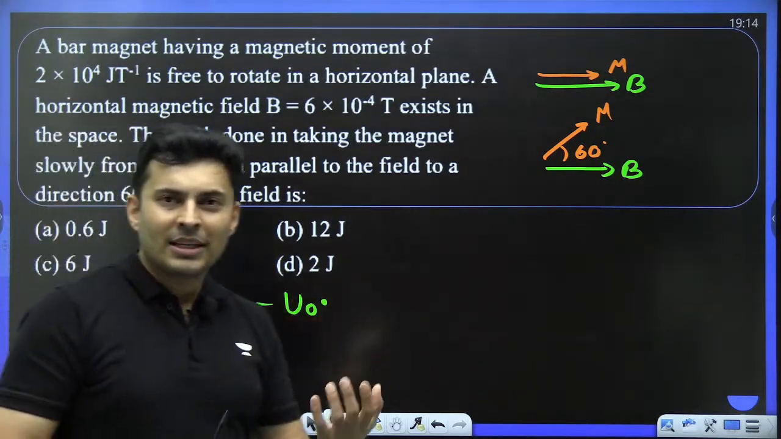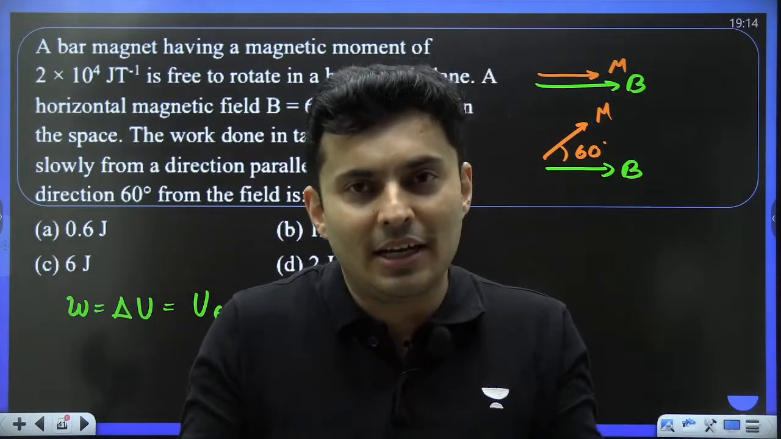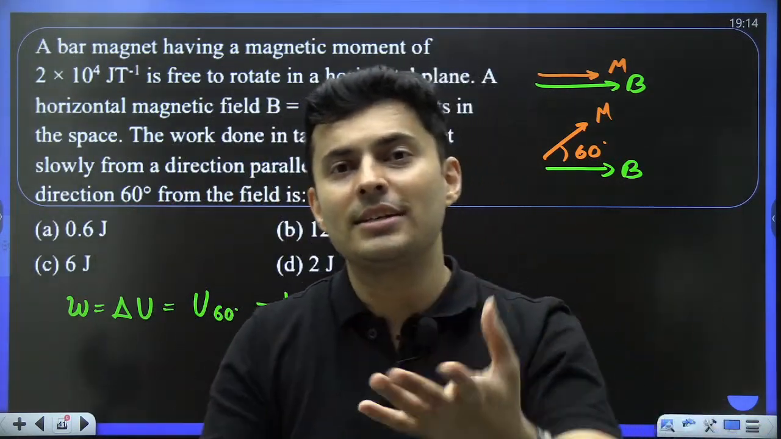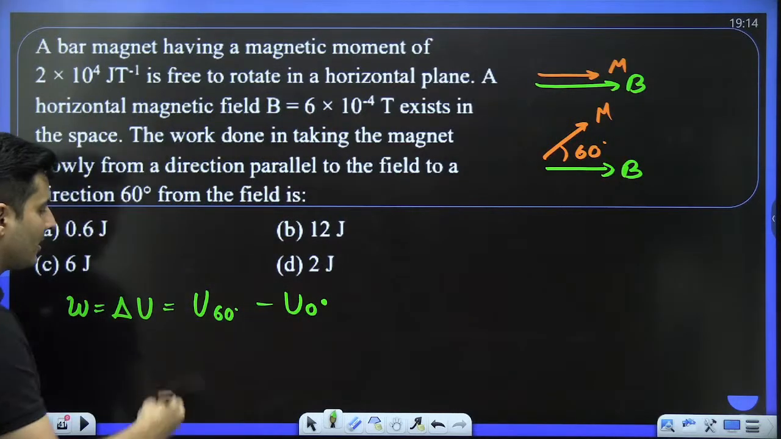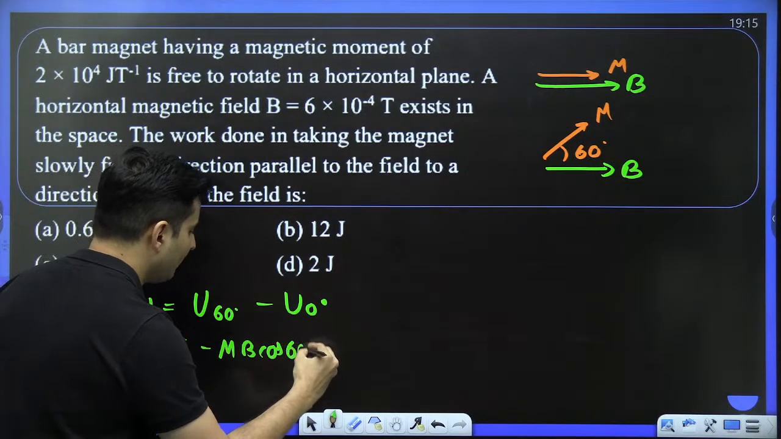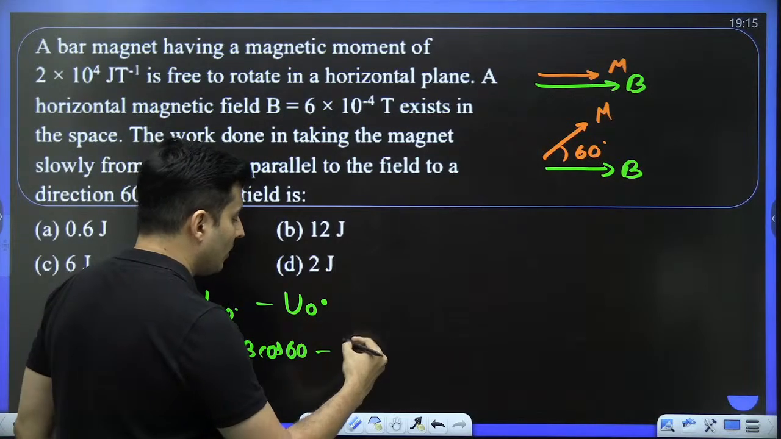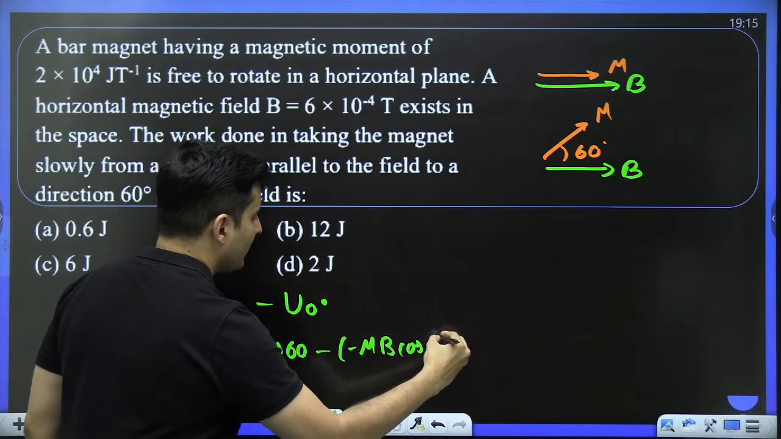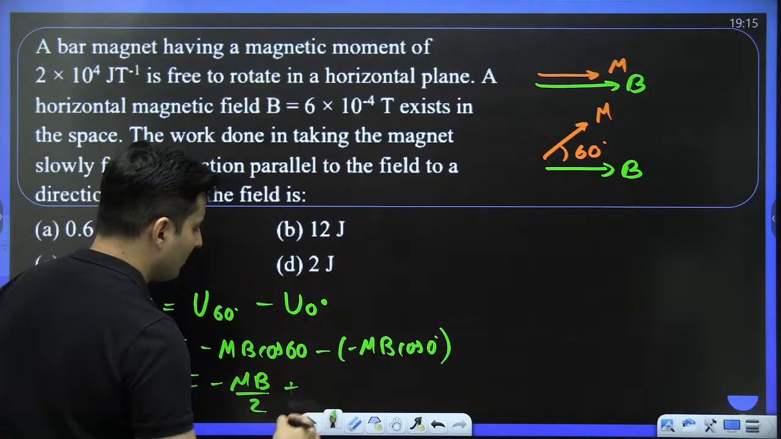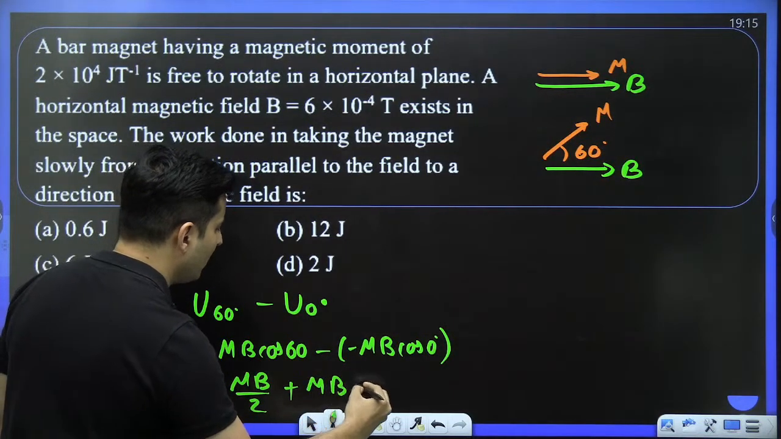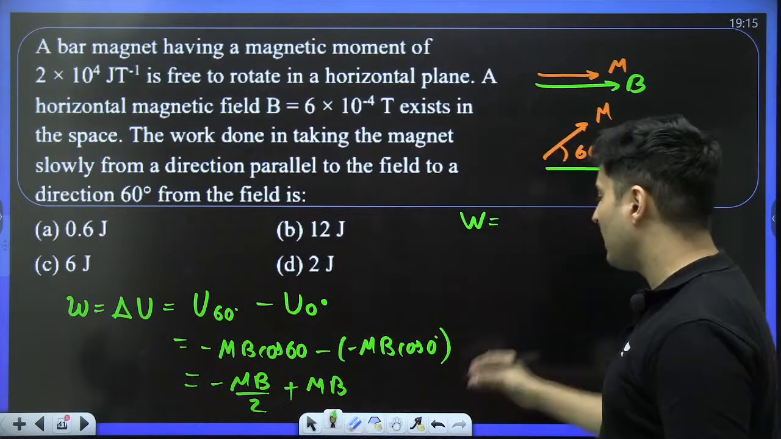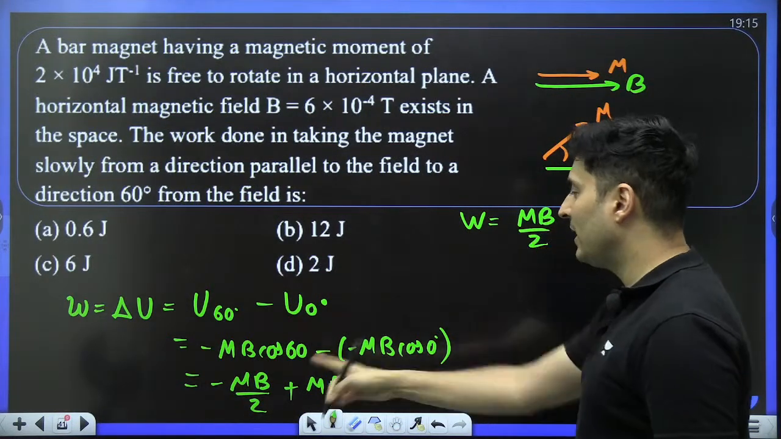Final minus initial. If a spring changes the energy, I have done some work in changing the energy. If the magnet has changed the orientation, it has changed its energy. I have done work to change its energy. So that's why work done is the change in the energy. So energy at 60 will be minus mb cos 60 minus potential energy at 0 will be minus mb cos 0. So what will this be? This will become minus mb cos 60 is half. Minus minus becomes plus. Cos 0 is 1, so it will be plus mb. So won't that work done just become, observe, minus mb by 2 plus mb will just become mb by 2. 1 minus half is half.